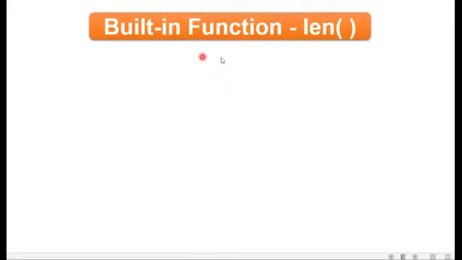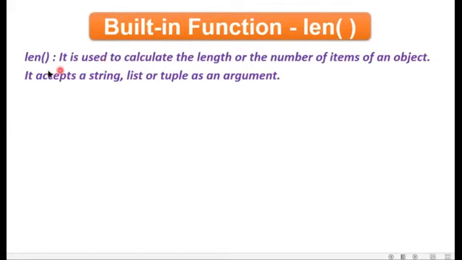Today in this Python tutorial series, I'm going to talk about some more built-in functions like length, ABS and round. So first let's talk about what is length function. Length is defined with len along with round brackets, and it is used to calculate the length or the number of items of an object.